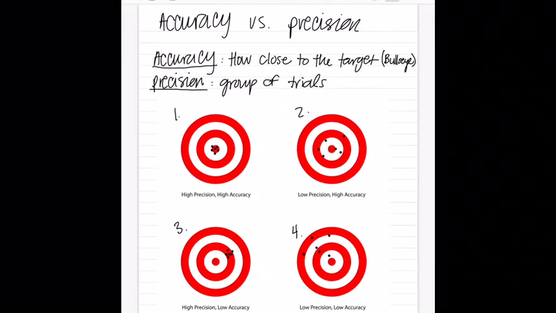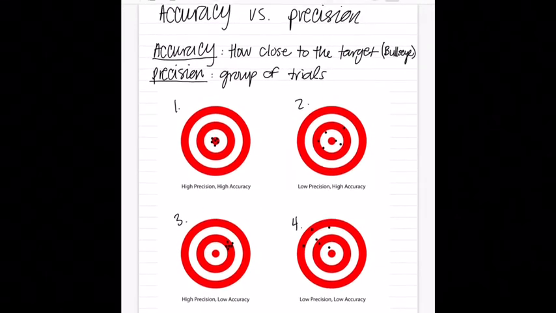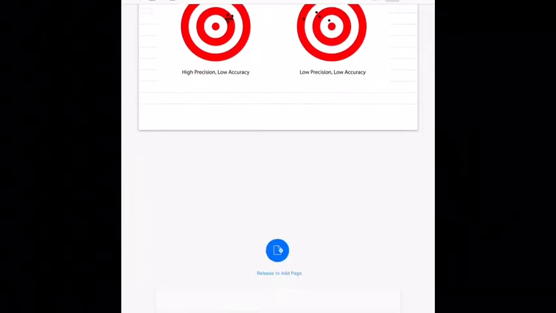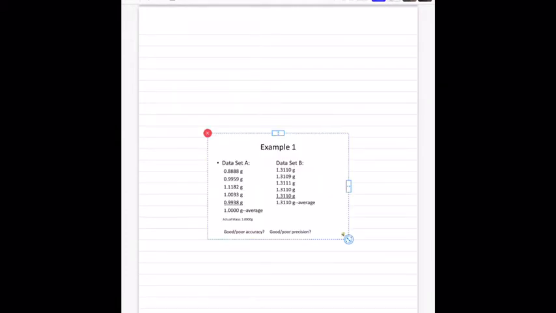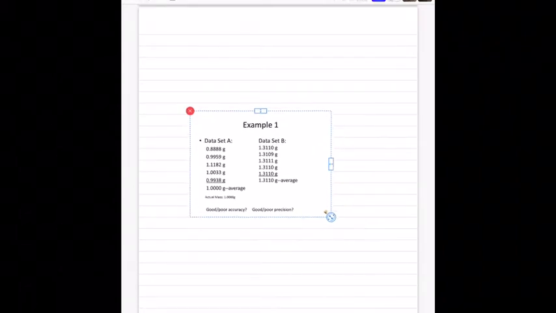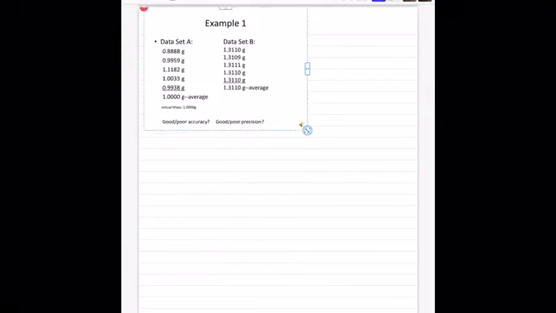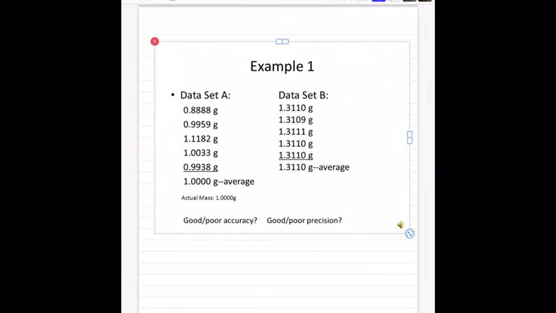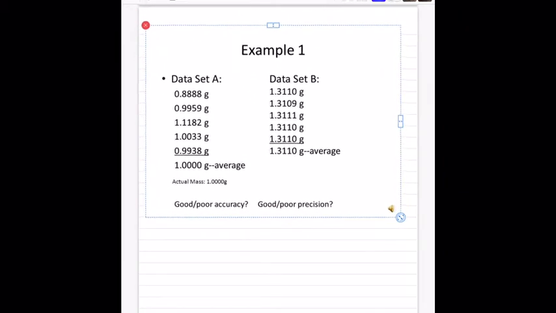So now that we've talked about that, if you need to pause the video so you can finish drawing this and getting your notebook, go ahead. Pause it now. So now I'm going to add another picture, and we're going to talk about how you would actually see this in a laboratory setting. Okay, so here's an example.